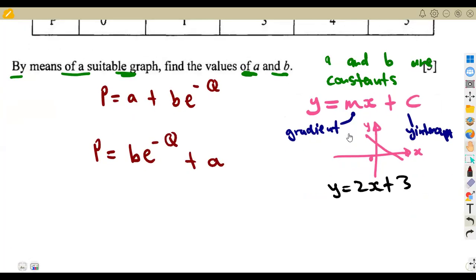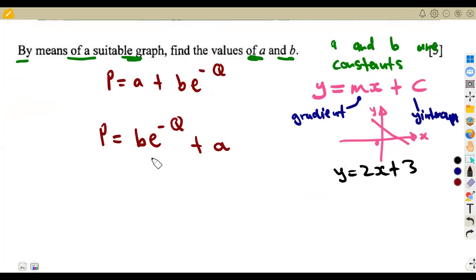If we have this format, what does it mean? It means that p is the same as y. So on our graph, the y-axis is now represented by p. Just like y is equal to, now it's p is equal to. So the y-axis is now represented by the p-axis. This is mx, the gradient times x. That's why we have x here. But now we no longer have x. We've got what?